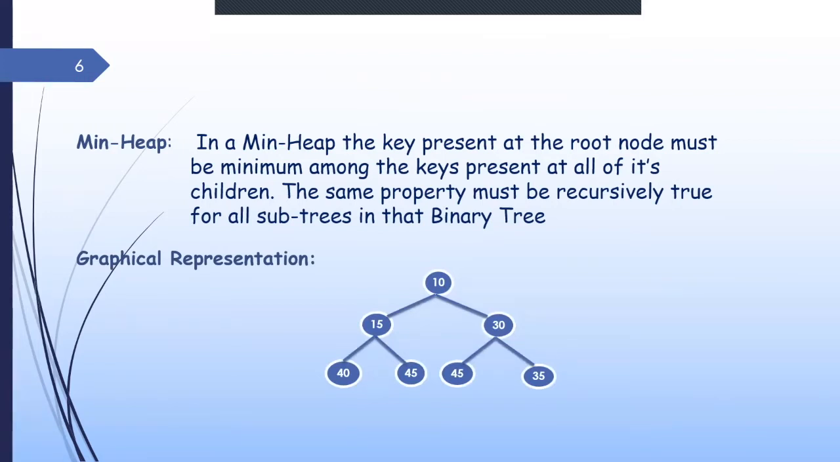Here, 10 is the parent of 15 and 13, and 10 is smaller than 15 and 13. 15 is a parent of 40 and 45. So 40 and 45 are greater than 15. 30 is a parent of 45 and 35. 30 is smaller than 45 and 35. So it is a min heap.